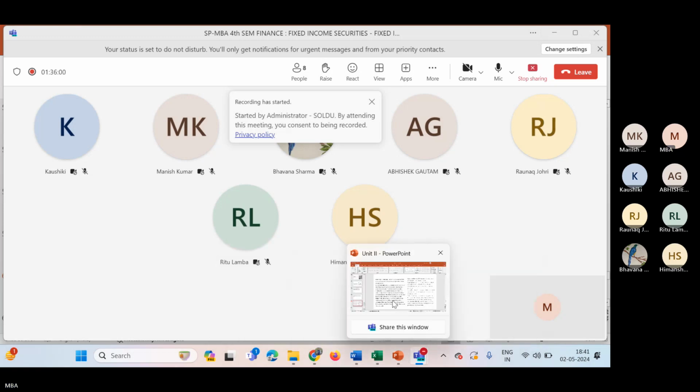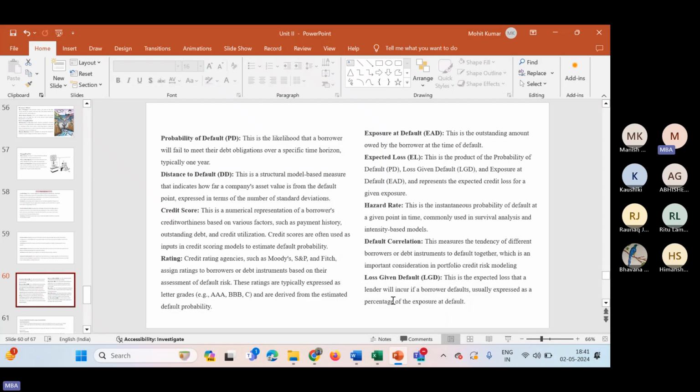Where were we? Okay. Now you have ratings. Ratings we have already discussed a lot. Then you have exposure at default. What is exposure at default? This is the actual outstanding amount, or the portion of the amount which is exposed to default at the time of default. The outstanding amount owed by a borrower at the time of default.